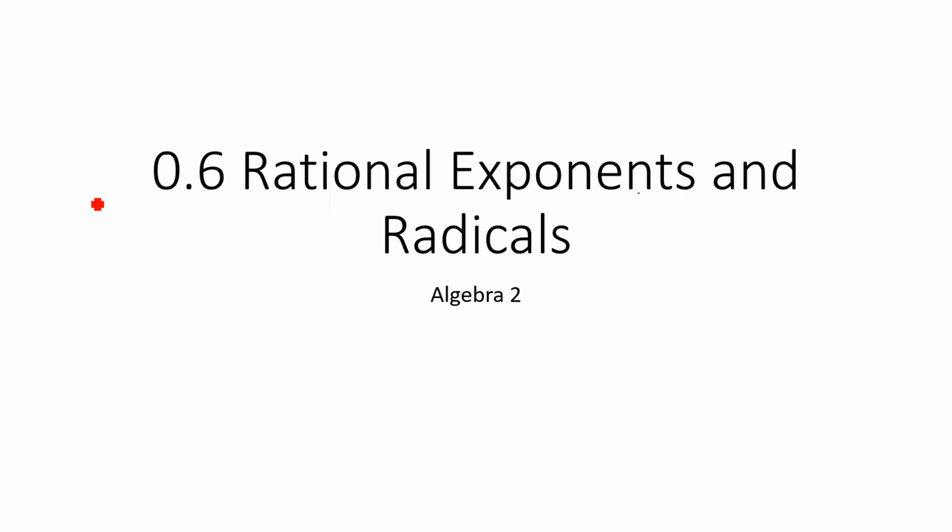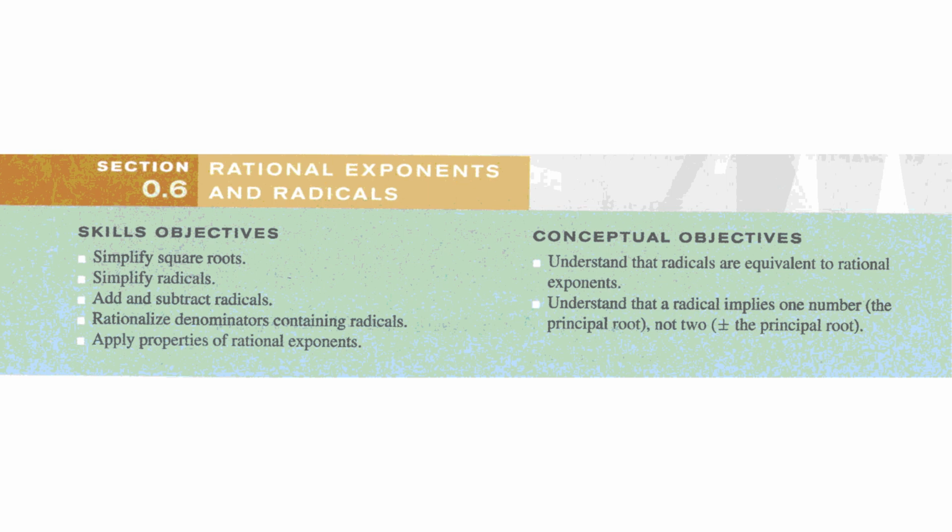Okay, let's talk about 0.6 rational exponents and radicals. So, what are we up to today? Our skill objectives. We're going to simplify square roots. We're also going to simplify radicals, which are things like the cube root, the fourth root, the fifth root, all of those. And then we'll add, subtract, rationalize the denominators and apply some properties of those rational exponents.